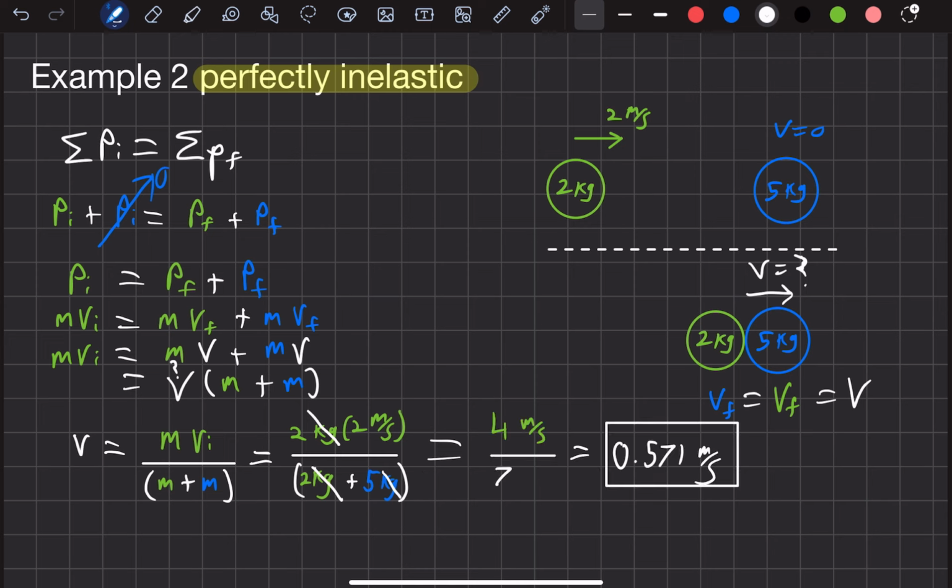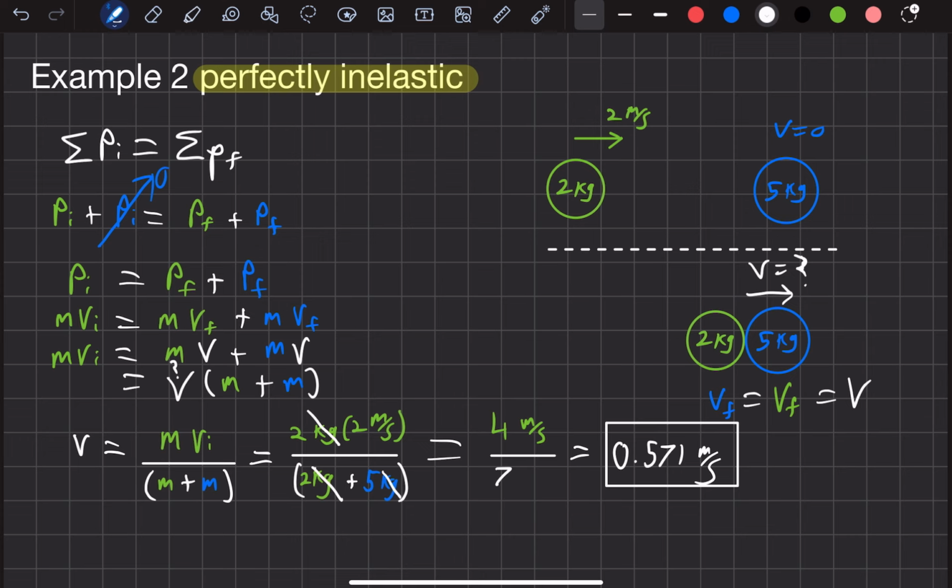So in the end, we get that the final velocity of the entire system, so the final velocity of these two objects when stuck together, is going to be equal to 0.571 meters per second, positive, so it's going to the right.